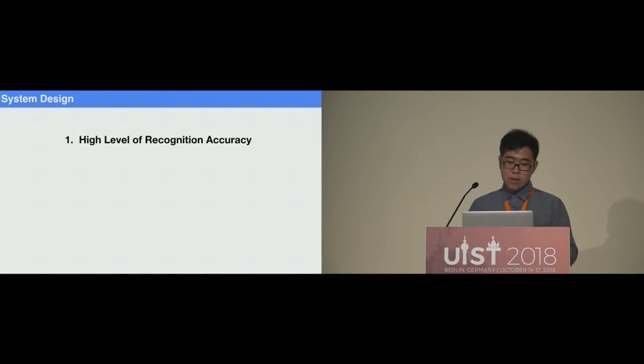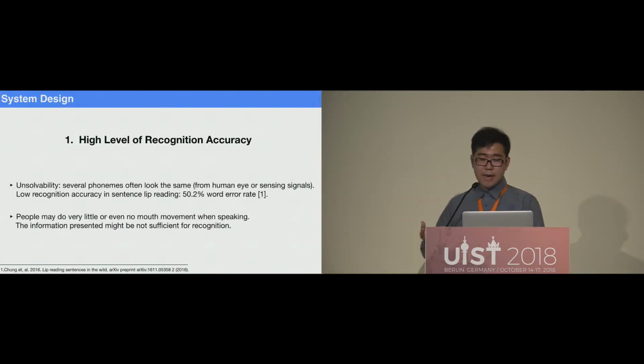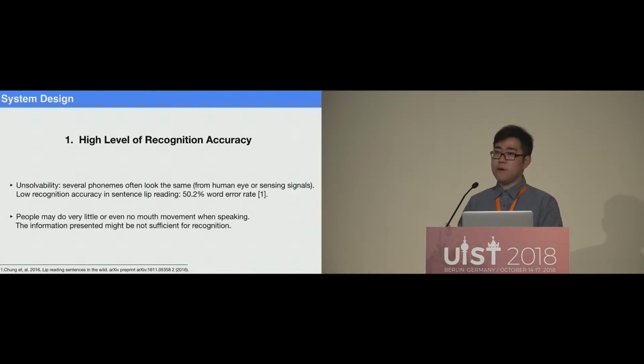recover from. For LipInteract, we certainly hope that the system can recognize whatever the user says through silent speech, but this seems impossible because silent speech recognition has intrinsic limitations. First, several phonemes often look the same, which means a series of mouth movements may correspond to many different pronunciations. This leads to very low recognition accuracy in sentence lip reading, even with modern state-of-the-art machine learning methods. And this is unusable for an interactive input system.